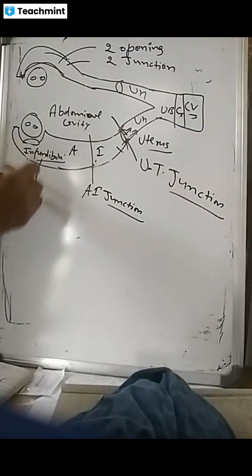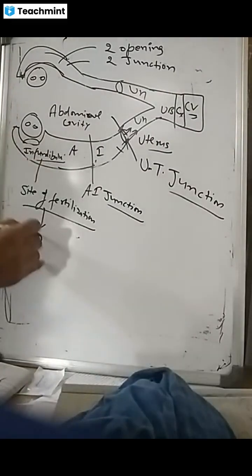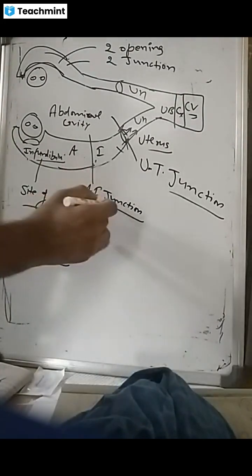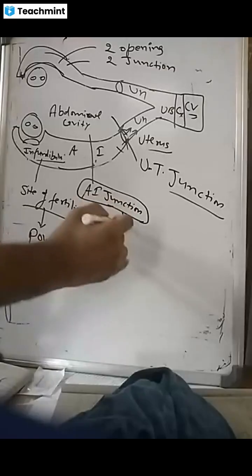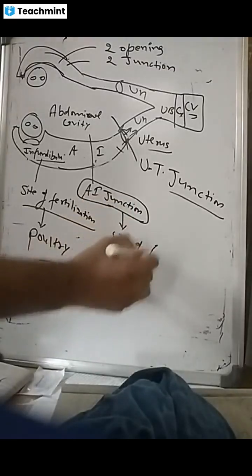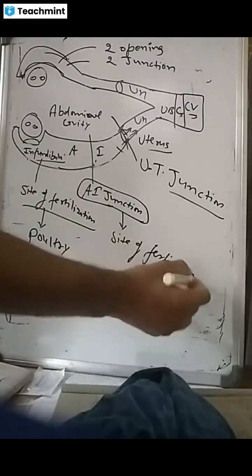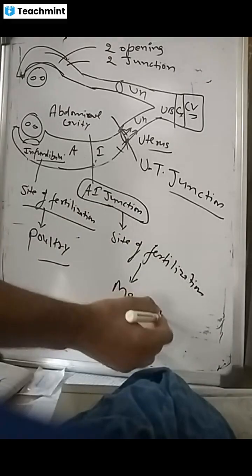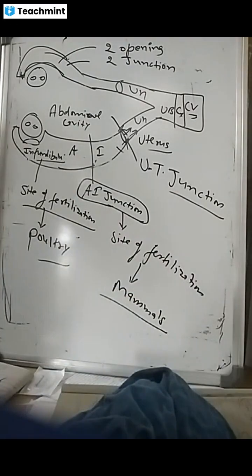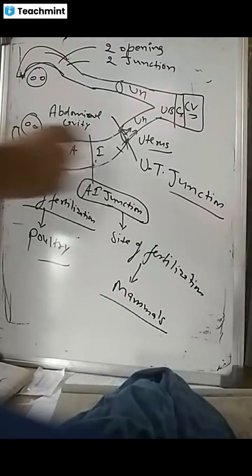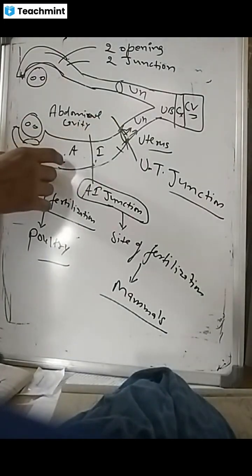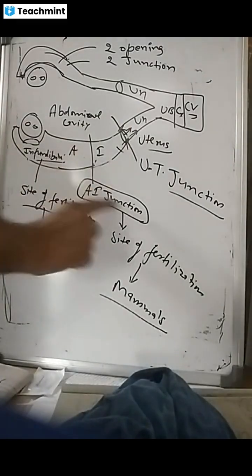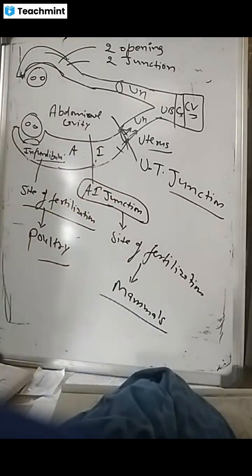The infundibulum is the site of fertilization in case of poultry. The ampullary-isthmic junction is the site of fertilization in mammals. So two openings, two functions. In the infundibulum, fertilization occurs for poultry, and at the ampullary-isthmic junction, it is the site of fertilization for mammals.